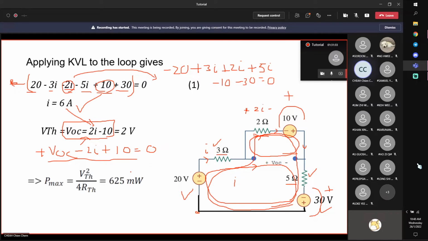So we have found VTH by finding the open circuit voltage after removing the loads. We have also found RTH, right, by removing these loads and determining the equivalent resistance. So now just use VTH squared over 4RTH. You can check it's 0.625 or 625 times 10 to the power of negative 3, right? Meaning 10 to the power of negative 3 means divide by 1000.